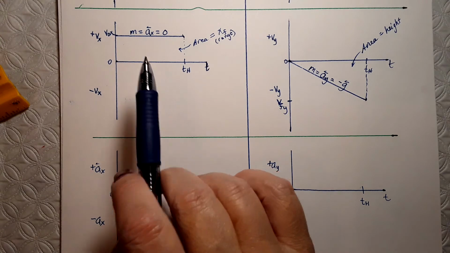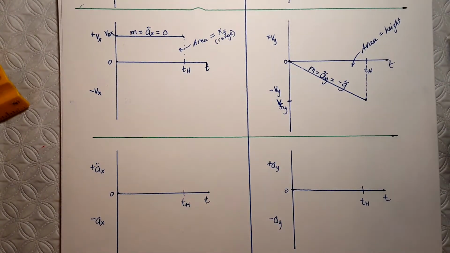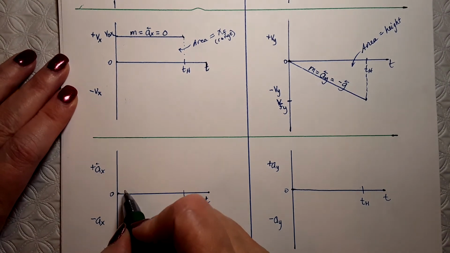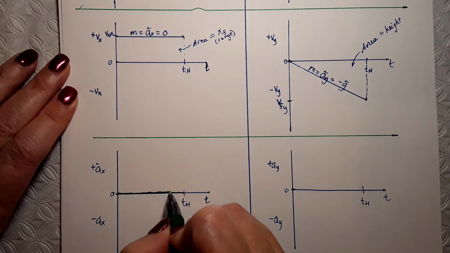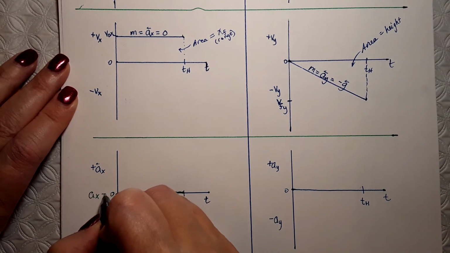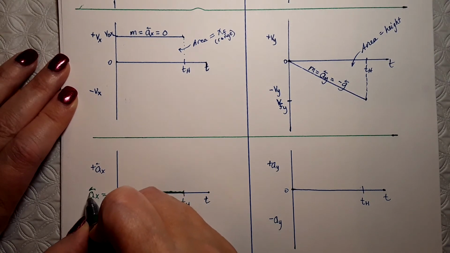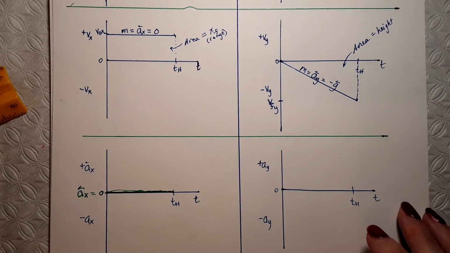Now, right back up here, we said, look, the velocity is constant. There is no horizontal acceleration. So how would we show that on this graph? For the entire hang time, the acceleration is just 0. Okay? A sub x equals 0. All right? What about the vertical motion?